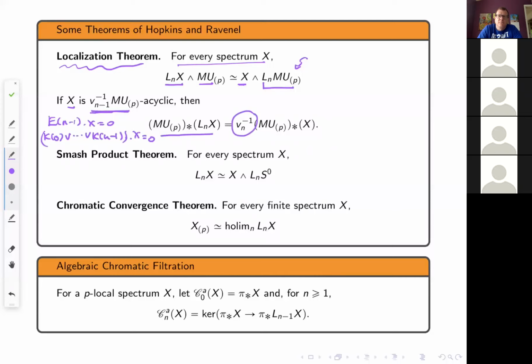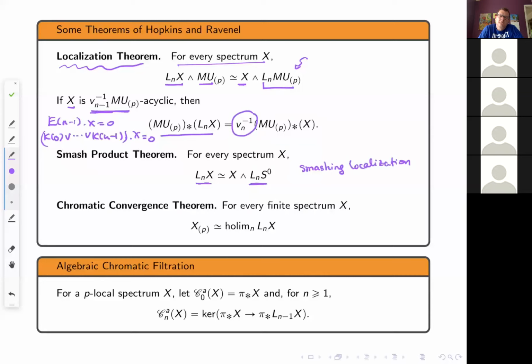Now, the smash product theorem tells you that ln localization is actually simple to describe as long as you know the localization of the sphere. It's just take X and smash it with it. These are called smashing localizations. And they have very nice properties, like they commute with direct colimits, so directed colimits. Localization always commutes with limits. They don't necessarily commute with colimits, and these ones do for directed systems because of this description.